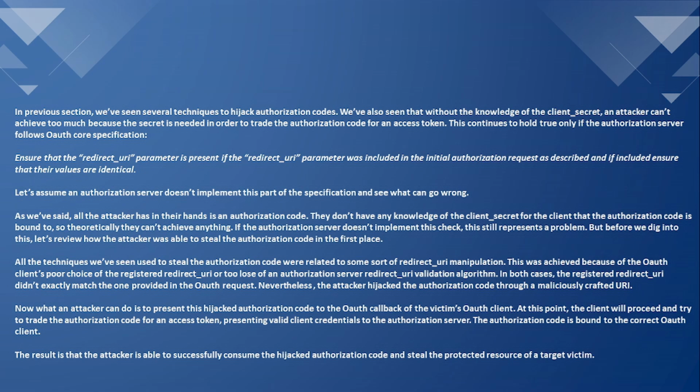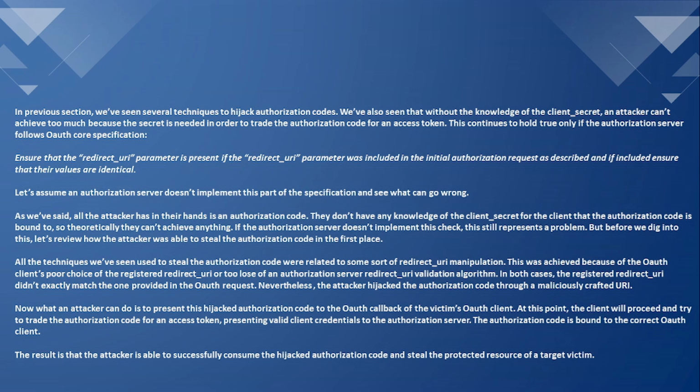So let's assume an authorization server does not implement this part of the specification and see what can go wrong. As we have said, all the attacker has in their hands is an authorization code. They don't have any knowledge of the client secret for the client that the authorization code is bound to. So theoretically they can't achieve anything. If the authorization server doesn't implement this check, this still represents a problem, but before we dig into this, let's review how the attacker was able to steal the authorization code in the first place.